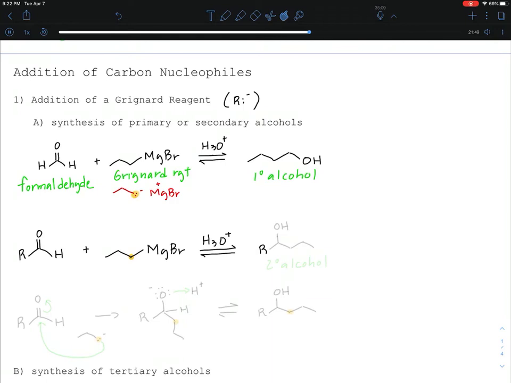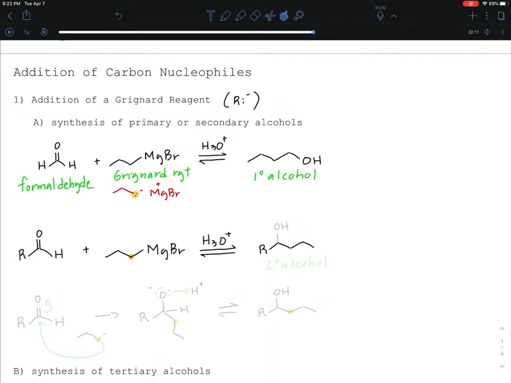So what do I have? I've got 1, 2, 3 carbons in the Grignard and 1 carbon at the carbonyl and then the R group. So this is going to be 4 carbons after the R group. 1, 2, 3, 4, right? 1, 2, 3, 4. And then what? So I have to make sure that I have the 4 carbons.